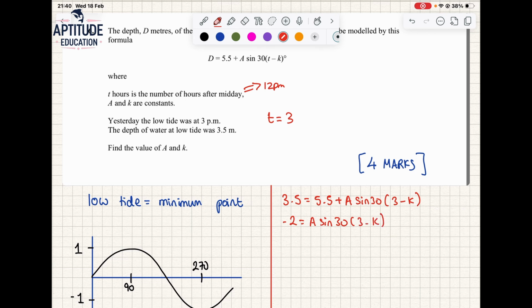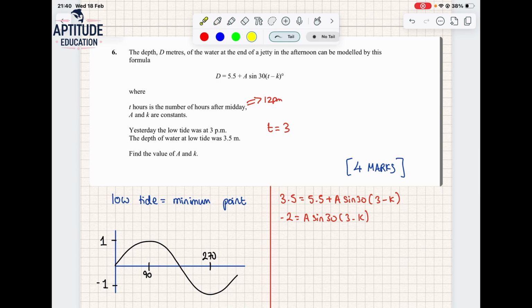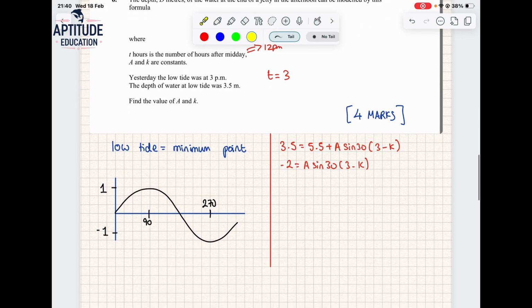Okay, next we should use our knowledge of sine graphs. We know that the low tide here essentially represents, on the sine graph, the minimum point, aka the lowest point. And we know for our sine graphs, the maximum is at 1 and our minimum is at minus 1. And we know when it is a minimum point, it's actually at 270 degrees.